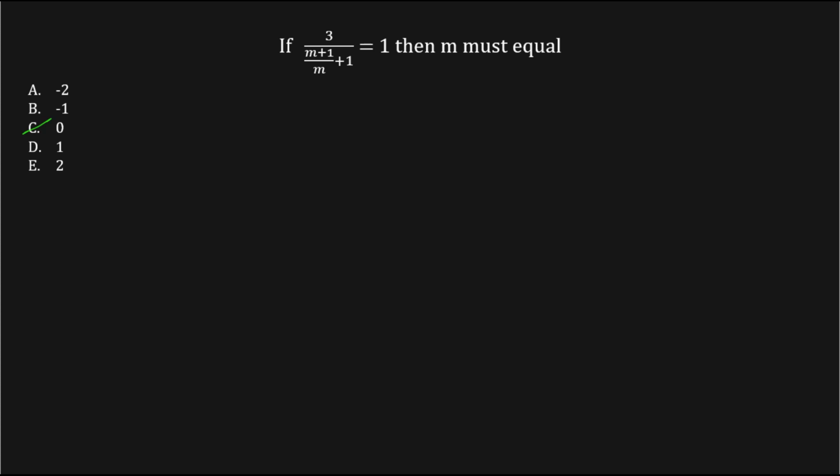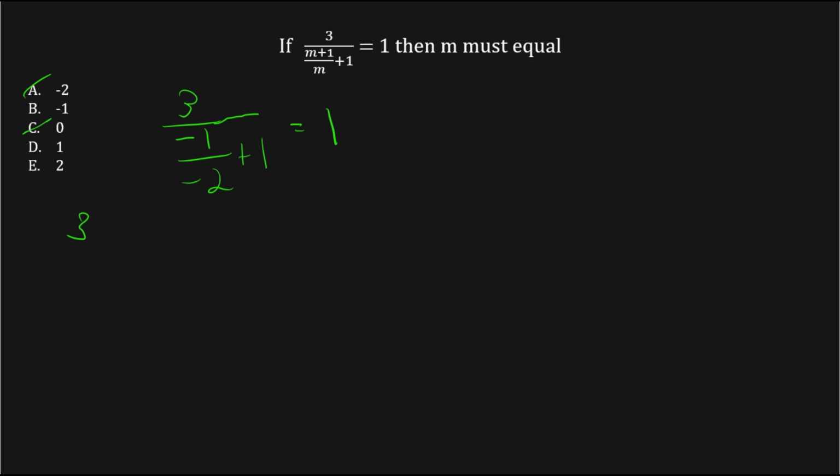Let's do -2. So 3 and then -2 plus 1 is -1 over -2 plus 1 is -1, which is equal to 1. Alright, so we're going to have 1/2. 3 divided by 1/2, right? Well, this is actually, sorry, 1 1/2. So that's 2. Does not work.